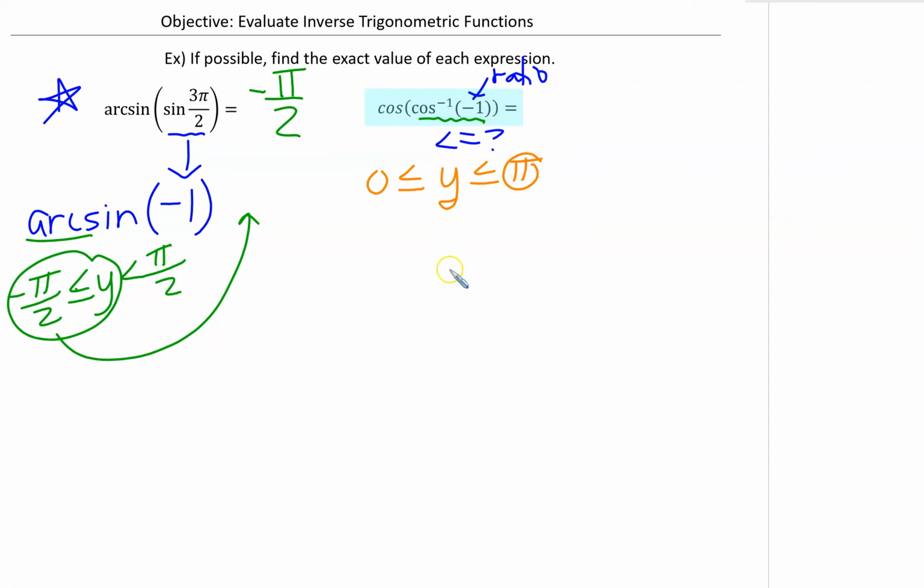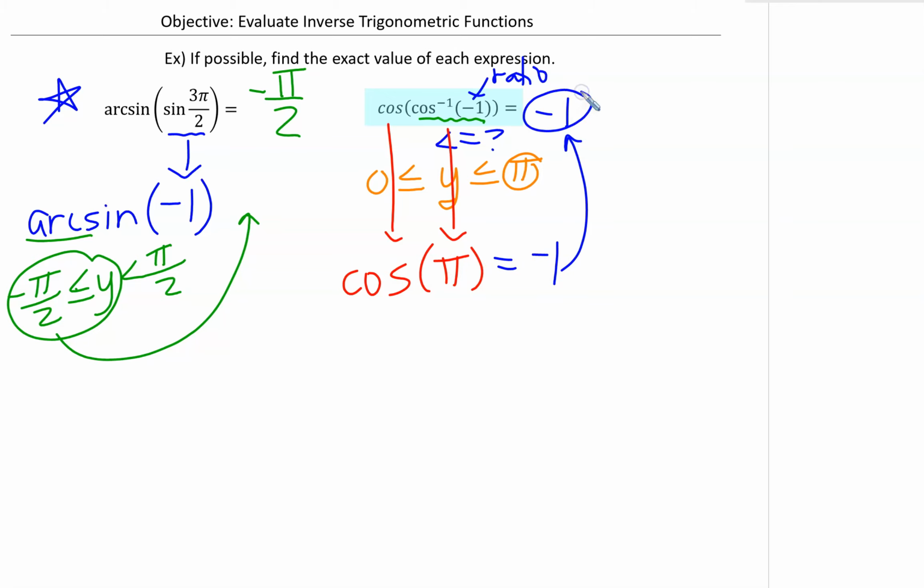So now what we have is the cosine of pi. So now we're doing a unit circle problem. What is the cosine value of pi? And that is equal to negative 1. So the final value here is negative 1. All right, let's take a look at what's next.